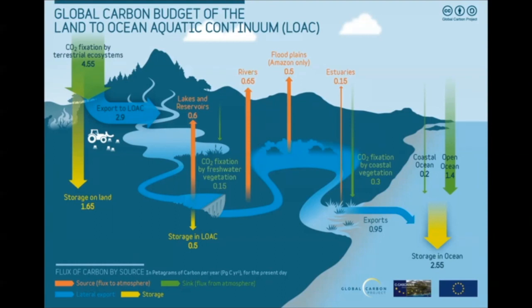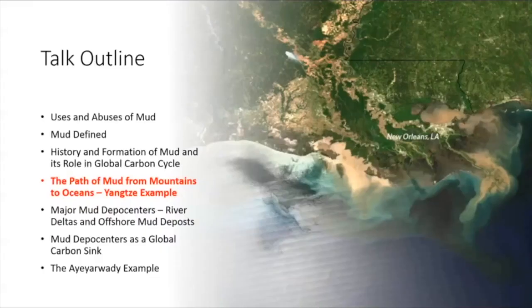So these arrows and the numbers associated with them are not well known. They're guesses at best. And so I think we need to do a better job at understanding what is the impact of deforestation? What is the impact of construction of dams in perturbing the global carbon cycle that may come back to bite us down the road?